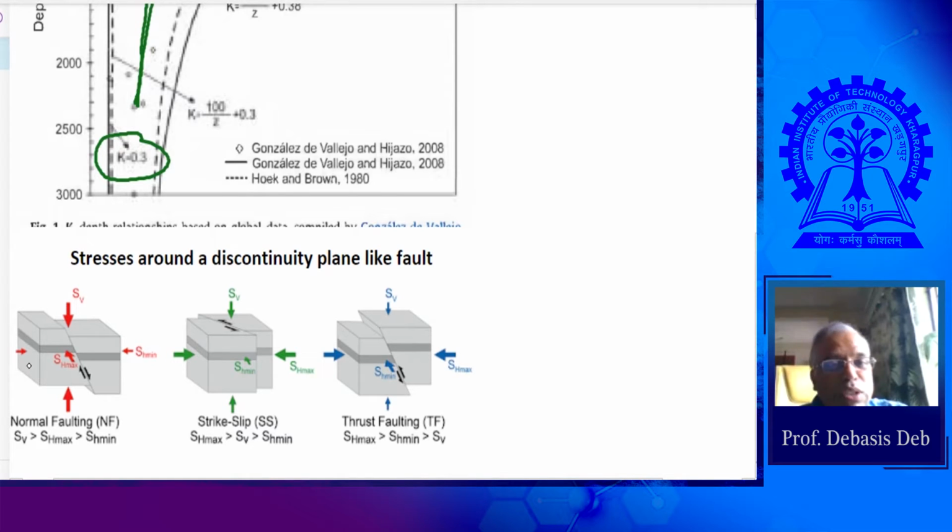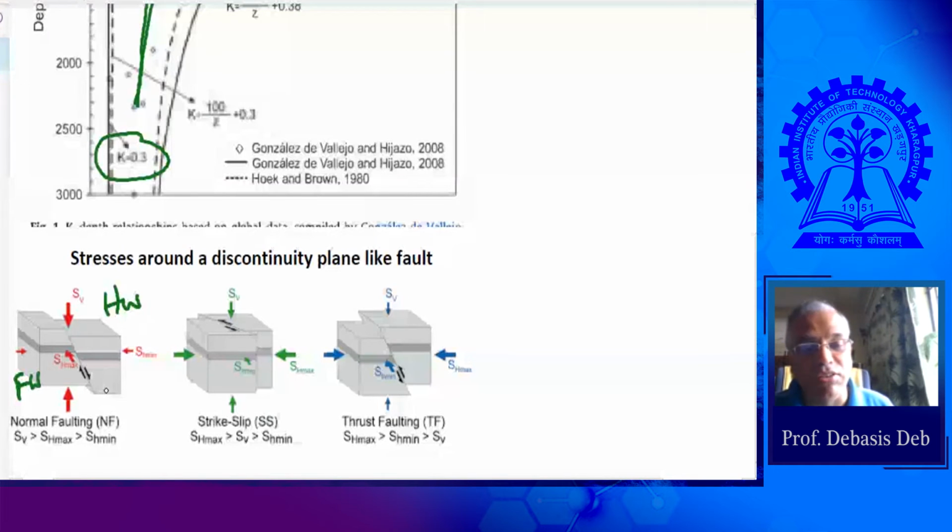Okay, what I'm going to tell you in this chapter. If there is a fault, this is just for your information. We are not going to use fault analysis in this class. So for a normal fault, definitely this sigma V will be the maximum because it is pushing the hanging wall down. This is what we call the hanging wall, and this is what we call the foot wall. So it is pushing the hanging wall down. So sigma V should be the highest, and that is your sigma 1, the maximum, or the major principal stress.